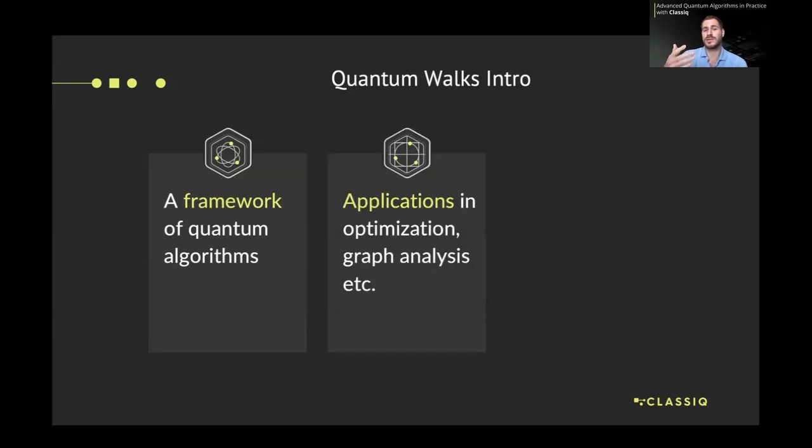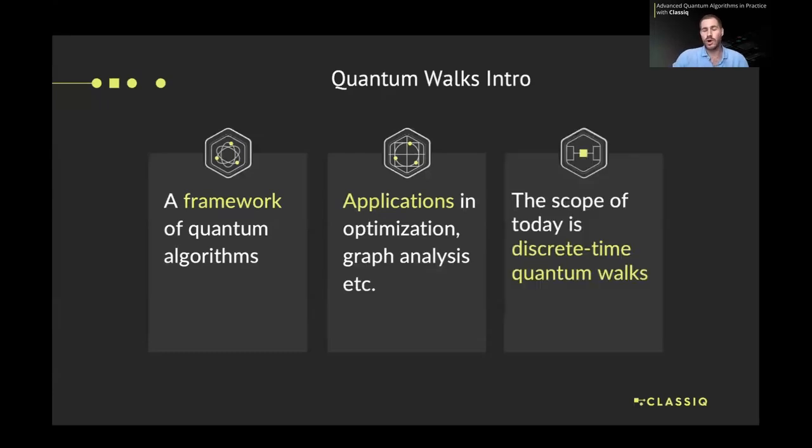It has applications for optimization and for graph analysis and for many other applications that other quantum algorithms also give some application for. And the scope of today is discrete time quantum walks. On a high level, there are two types of quantum walks. One is continuous time quantum walks, and the second is discrete time quantum walks. Today we'll focus on the discrete time version.